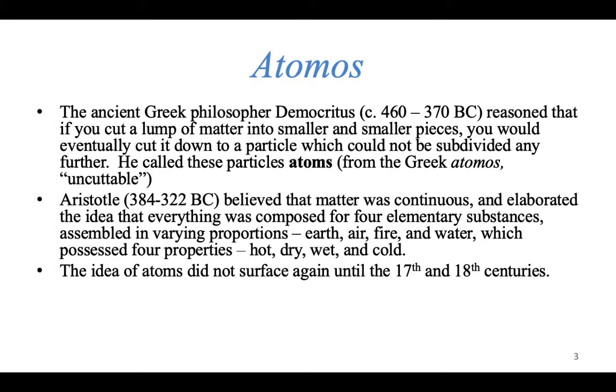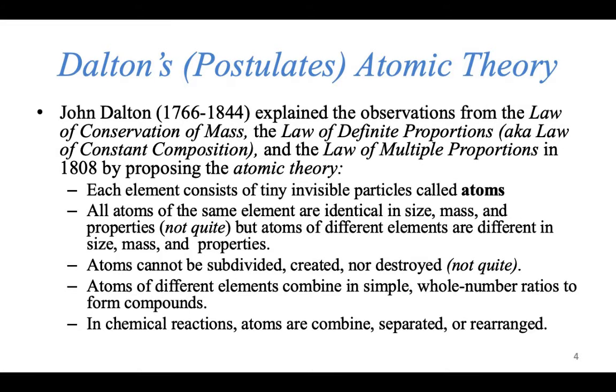Democritus was a Greek philosopher, and he was the first person on record to have the idea that matter was made up of particles that couldn't be split apart any further and still be the same substance. He called these particles atoms, and the name stuck ever since. Aristotle, another philosopher, believed matter was continuous and composed of the four elements earth, air, fire, and water. The idea of the atom did not resurface until the 1600s and 1700s.